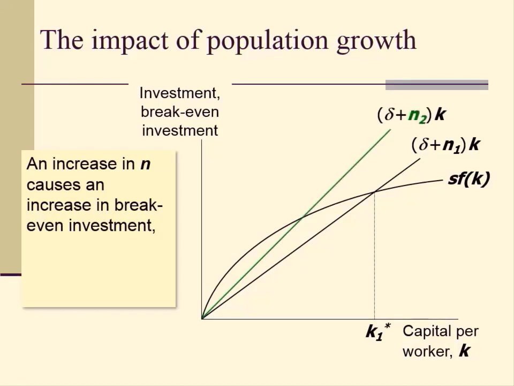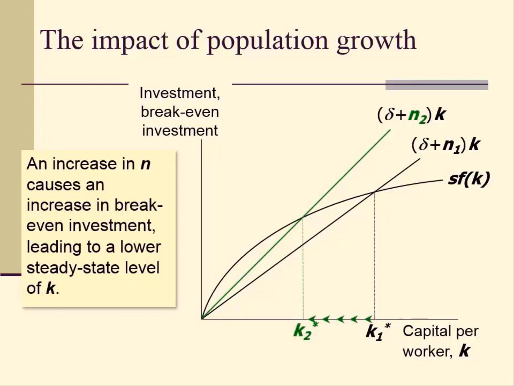As you can see, it has the effect of rotating the break-even investment line counterclockwise. So what's happening then? As it rotated that way, delta plus n times k is larger than s times f of k. In other words, an increase in n causes an increase in break-even investment. This will lead to a lower steady state level of k, as the change in capital stock per worker is negative.